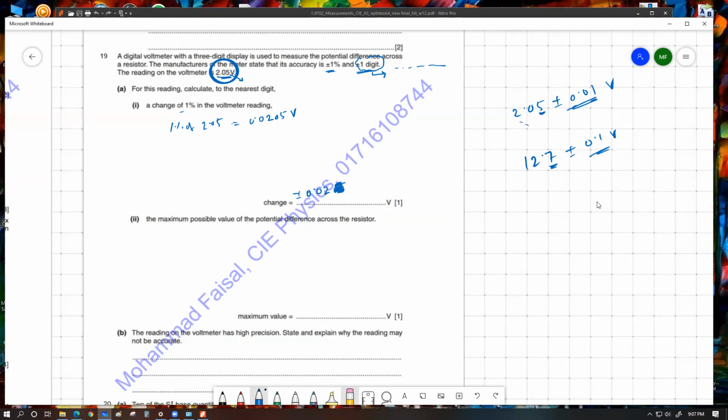Because the voltmeter is measuring 2.05, your one-digit relevant uncertainty is plus or minus 0.01, which is going to affect this last second decimal place by a value of 1. If it was 12.7, this is going to be 0.1. If it was, let's say, 127, if the voltmeter somehow ever reaches 127 volts, then the uncertainty is going to be 1 volt, which is going to be affecting the last digit. This one digit means the very last digit of the measurement is going to be affected, irrespective of the decimal places.